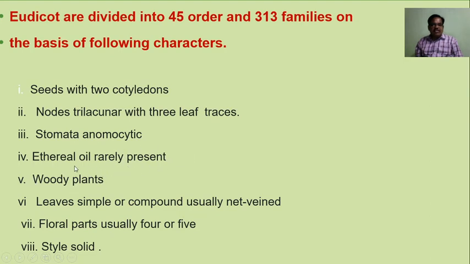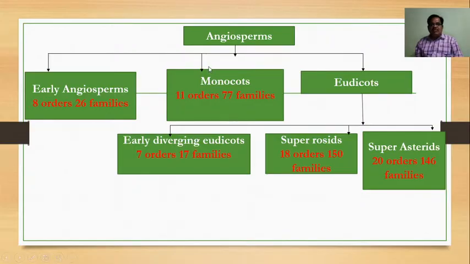Plant is woody, and leaves are simple or compound, usually having the reticulate nature. This is the character of this one. Then floral parts are 5 or in multiples of 5. It is the advanced character of the dicotyledons as compared to the early angiosperms. Then style is solid.